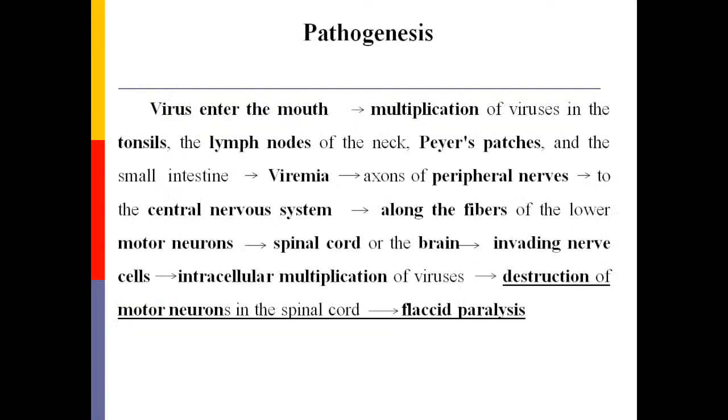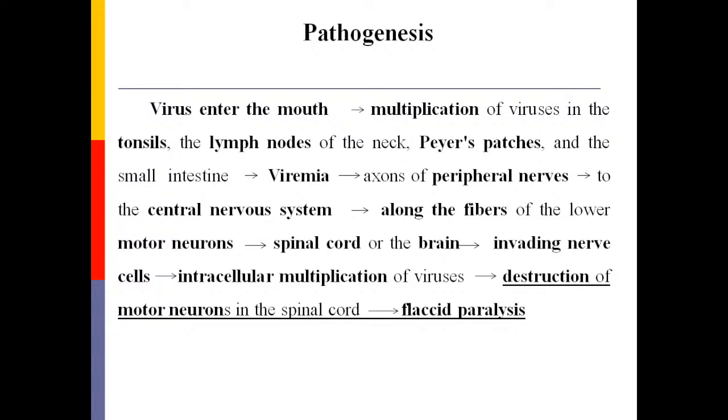Pathogenesis of polio. We have just said that poliomyelitis is a neuroviral infection. Neuroviral means that this virus has tropism to nervous cells. Tropism means, when a virus infects, what are the target cells for this virus. These are nervous cells.